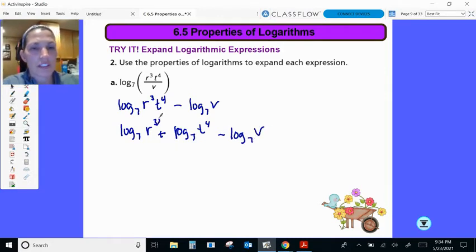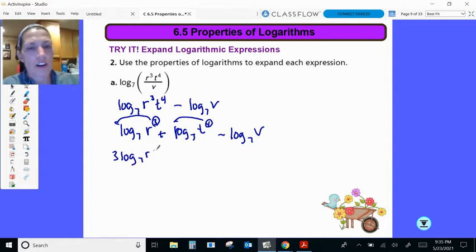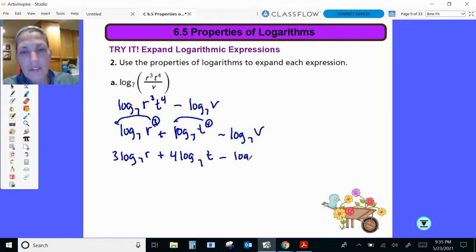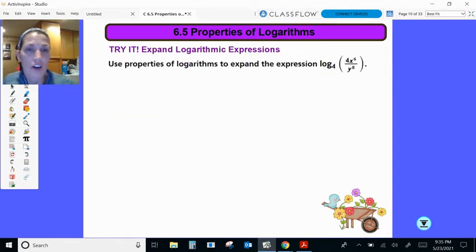Now I have to deal with these exponents, right? Move them out in front, move them out in front. So I have 3 log base 7 of r plus 4 log base 7 of t minus log base 7 of v. So these can get quite long sometimes. And that is fully expanded. Now you might want to try this one. Go ahead and pause the video and see how you do with this one.